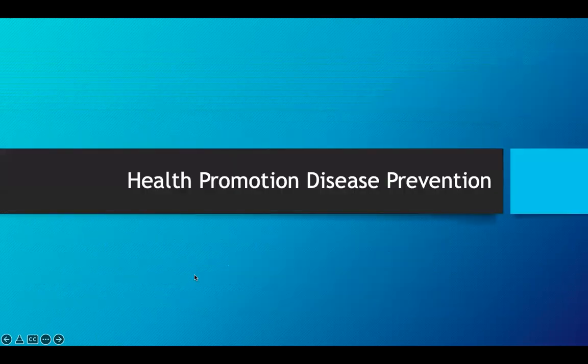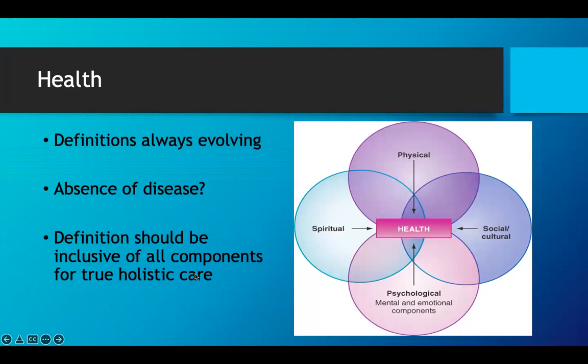Okay, health promotion and disease prevention. All right, the definition of health is always evolving. So is it an absence of disease? What is health? The definition continues to evolve, but many view health as the absence of disease. The problem with this view is that it does not account for the multidimensional characteristics integral to a human being. The one thing you always want to keep in mind is that human beings are social, emotional, and spiritual beings. And that's the beauty of being a nurse practitioner and really looking at the patient from a holistic point of view.